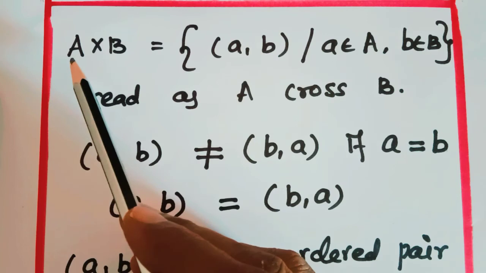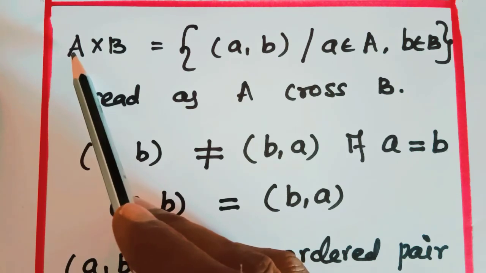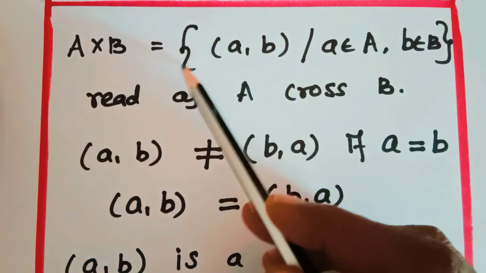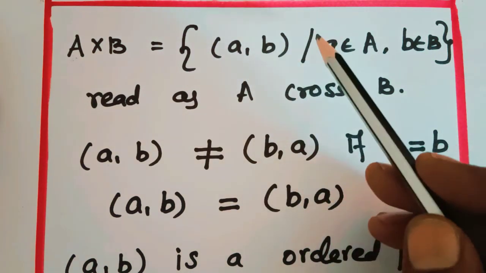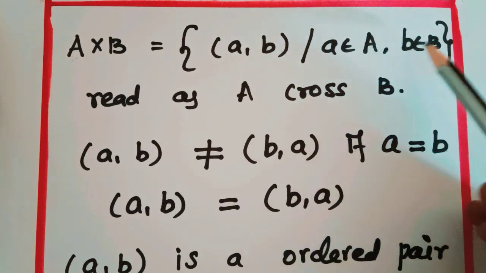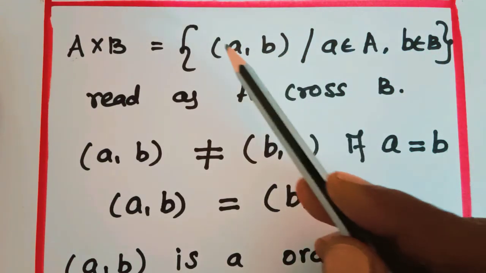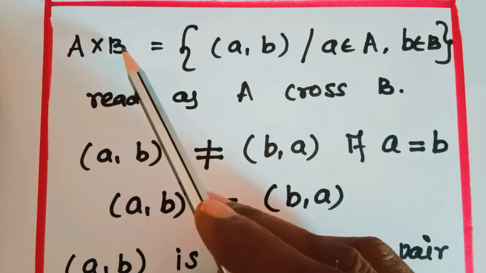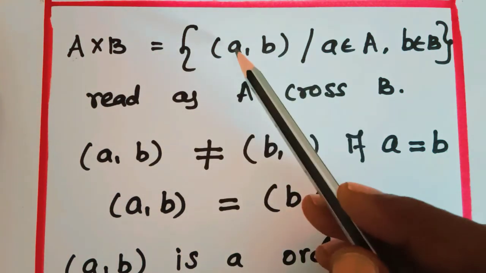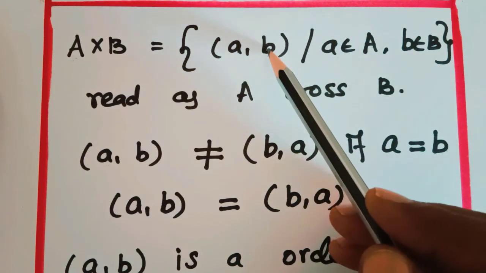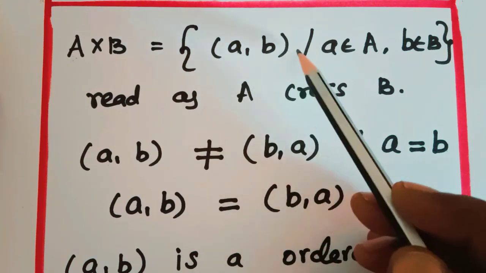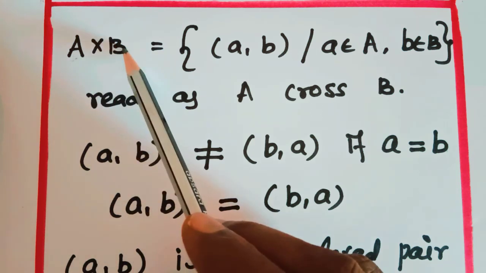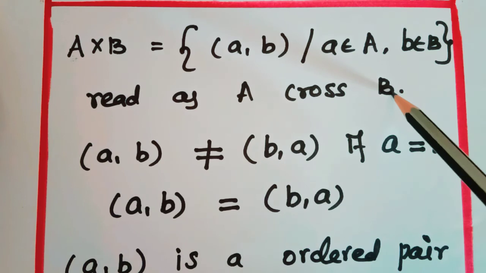The symbolic representation of the Cartesian product of two sets, or cross product of two sets A and B, is A cross B equal to the set of (a, b), where a belongs to A and b belongs to B. That means the collection of all ordered pairs of elements is called the cross product A cross B. In the ordered pair, the first element is the element of A and the second element is the element of B. So all such possible ordered pairs form the Cartesian product A cross B.